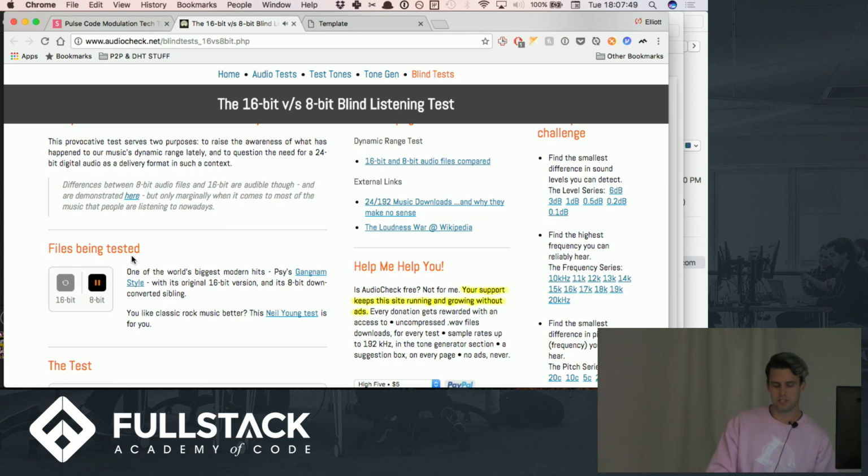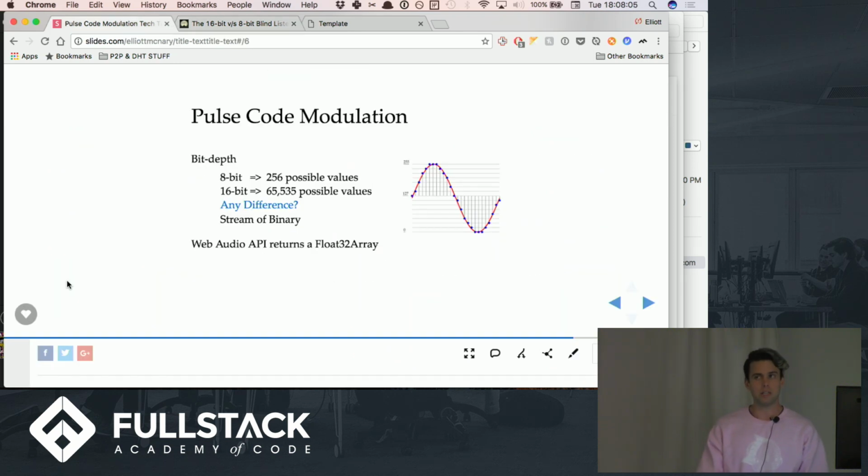Sounds fine. 16-bit. Sounds pretty much, well, it sounds literally the exact same coming out of most speakers and most headphones. Some people may be able to tell a difference, but the point that I'm trying to make is that it's really not that big of a difference, and 8 bits is plenty.